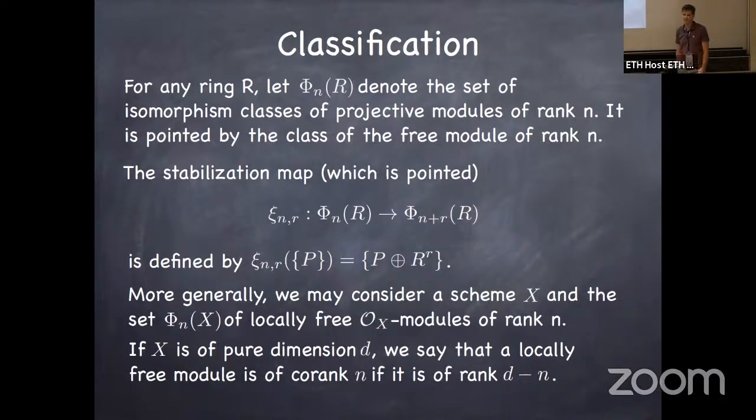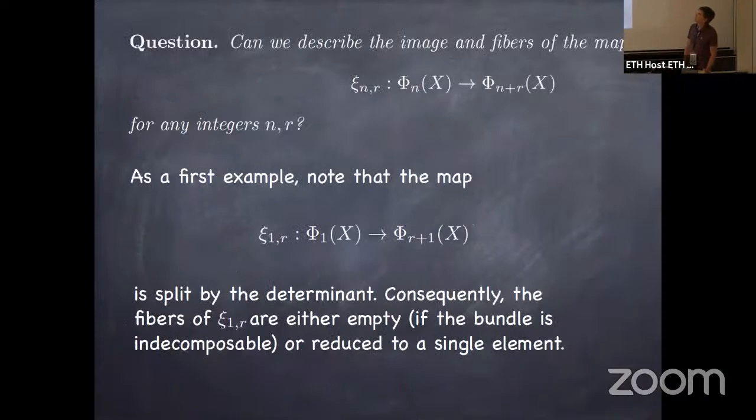We can also study the same for any scheme, and we will do it. There is a notion that we want to introduce because it will make our classification results convenient: the notion of co-rank. We will see that this notion is a very convenient way to measure the complexity of results. The co-rank is just the dimension minus the rank. So the general question of the topic is: can we characterize this map? Can we understand the image and the fibers?